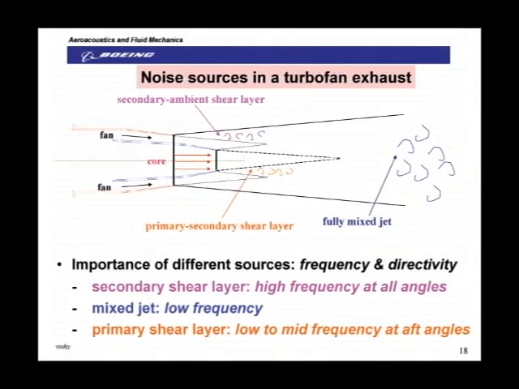Now we need to understand the importance of different sources with regard to their frequency and directivity content, and this has been studied for the last 30-plus years at various universities, in industry, and at NASA. We know that the secondary shear layer is responsible for the production of high frequency noise at all angles for a high bypass ratio turbojet engine. And the mixed jet, which is further downstream, produces the low frequency noise, and the primary shear layer is responsible for the low to mid frequency noise at aft angles. So typically, jet noise peaks at aft angles, and if we want to reduce jet noise, we need to modify the inner shear layer. So how do we do this?